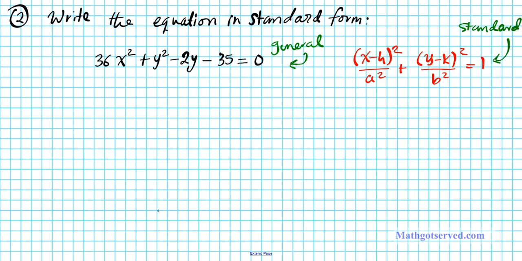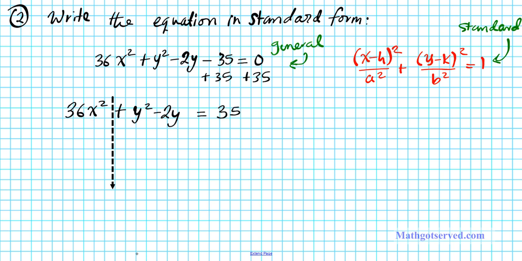All right, so let's go ahead and proceed. What we're going to do is we're going to separate the x's and the y's. So 36x squared is the only term with the x associated with it. And then we have y squared minus 2y. Now 35 is neither an x nor a y, so we're going to add 35 to both sides of the equation. Okay, so this will be equal to 35. Now let's divide down the center, and then we're going to factor by grouping. Okay, so let's divide down the center like this.